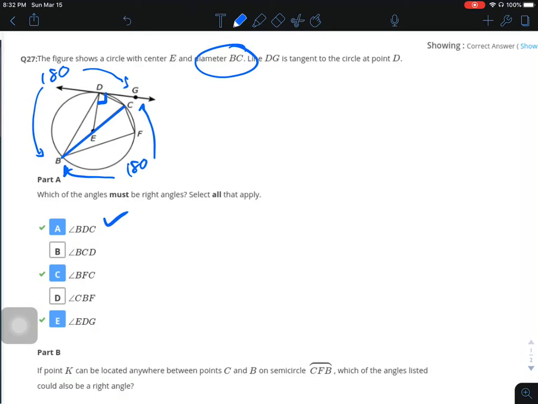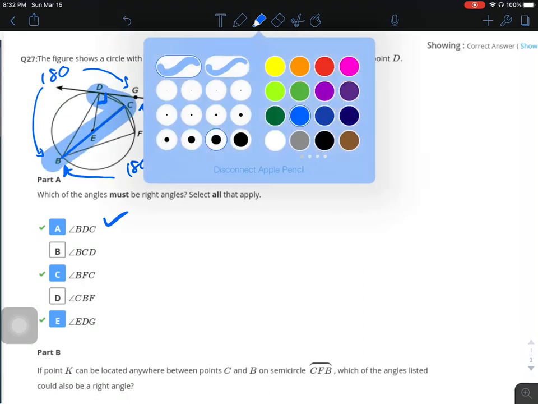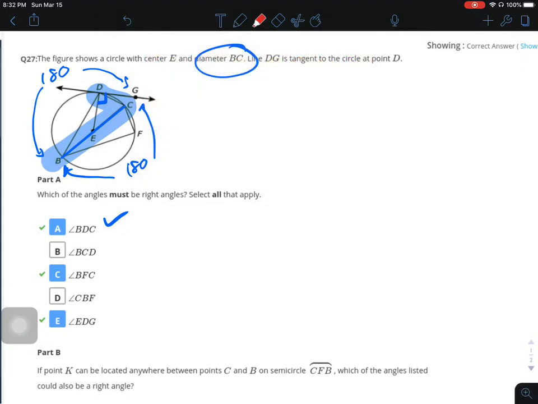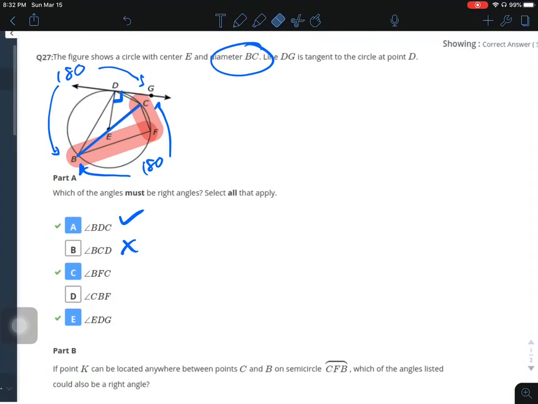Let's see, BCD. That angle leaves us with an arc that is less than 180. So that means that couldn't be a right angle because less than 180 is going to be less than 90. So that's no. Angle BFC, that is this one. Well, that's 90 because this, once again, is a semicircle. Half of 180 is 90. So that is a check.